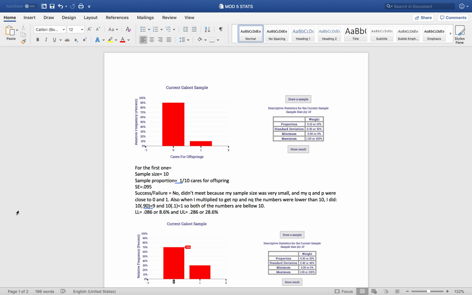Since my last name starts with M, I was in the first group, and I chose that my Galute N is going to equal 10, and I'm looking for the pairs of offspring. For the first randomized one, I got this: 9 didn't want offspring out of my initial 10, and 1 wanted it.